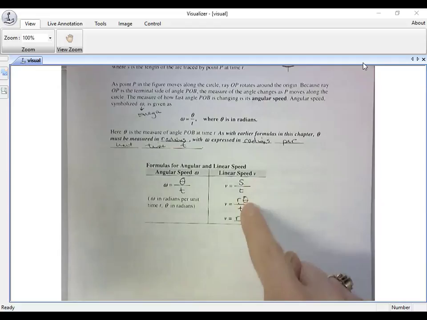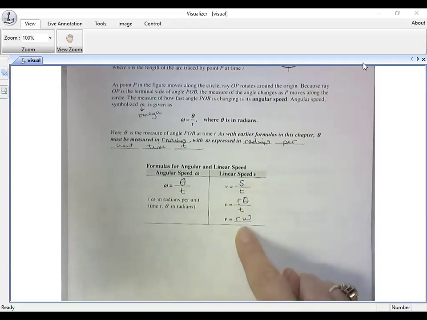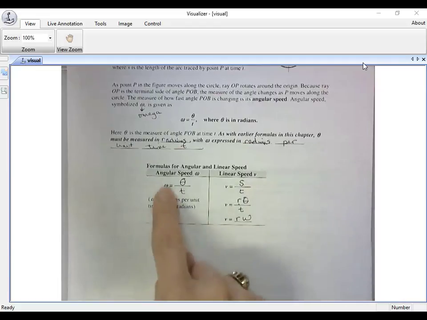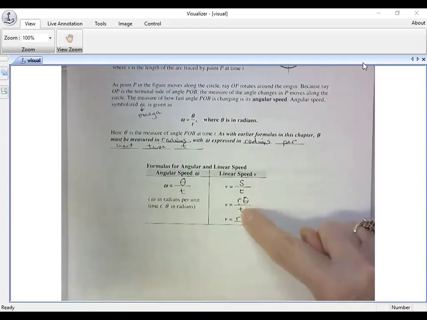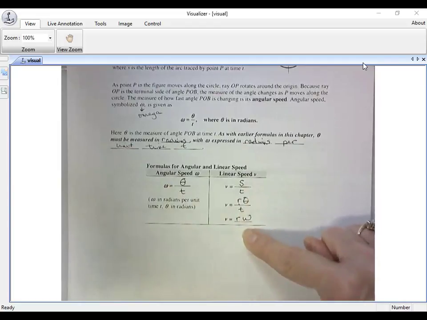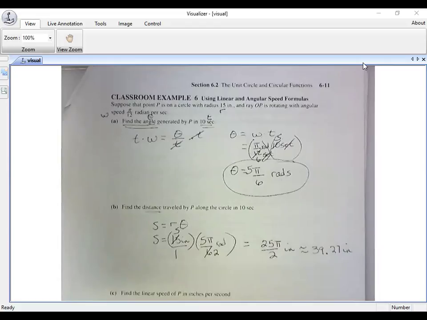So we could substitute r times theta for s depending on what we've been given. And now, since we know that omega is theta divided by t, look at this. That theta divided by t is this part of the formula here. So that's why r times omega would also give us the linear speed. So we went through this part of this problem, ran out of time. We're going to wrap this up, and then we're going to move into section 3.